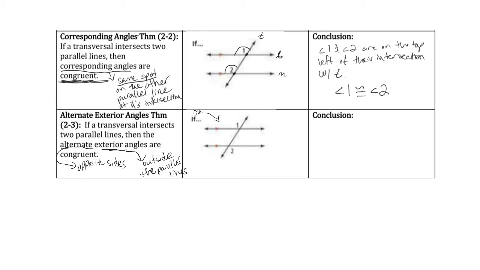So you can see outside on the top and then outside on the bottom, right? So there's two places where it can be outside, only one place where it can be inside. So we have our transversal T, and we want to see if they are on opposite sides of T because they're alternate, and then on the outside of L and M. We can see that they're both on the outside, and one is on the left side, 2 is on the right side, so we can mark them as congruent because alternate exterior angles are congruent.